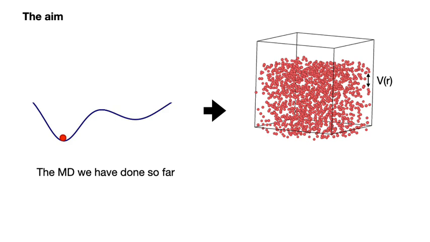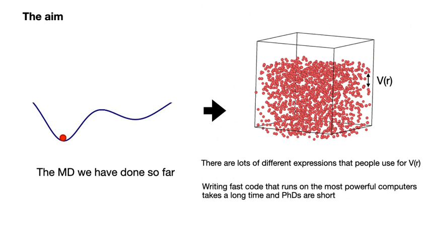Writing your own MD code is a bad idea, however, for two reasons. The first of these is that people use a wide variety of different expressions for V of R. Implementing all the potentials that are used in the literature is thus an enormous amount of work. More important, however, is the fact that MD calculations, particularly for large systems, are computationally expensive. We thus have to use some of the most powerful computers in the world to run research-level calculations. Writing fast code that works on these machines takes a long time and is not something that you can do in a 3-year PhD.